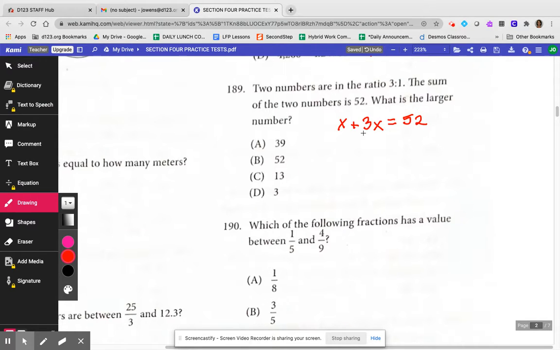So I can solve the equation. 3x plus another x is going to give me 4x. And again, it's going to be equal to 52. I can divide both sides by 4. And x will then equal 13. 13 is not my answer, though. What is the larger number? Well, if this is x, I know the other number was 3 times the size. So I have to say 13 times 3, and that gives me 39. So my answer is A.